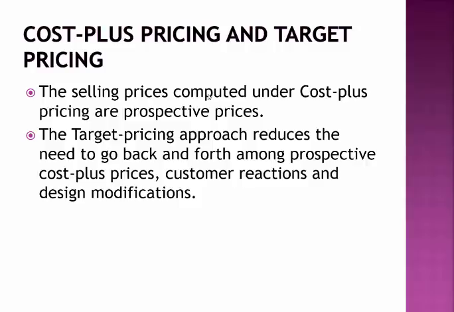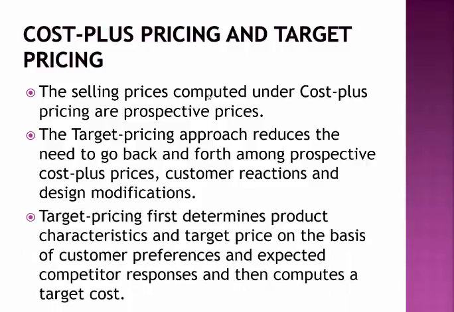Again, we could use variable manufacturing cost, we could use just the variable cost of the product, etc. Target pricing first determines product characteristics and target price on the basis of the customer preferences and expected competitor responses, and then computes a target cost, considering what our customers are going to be willing to pay for the things that we know that they prefer.